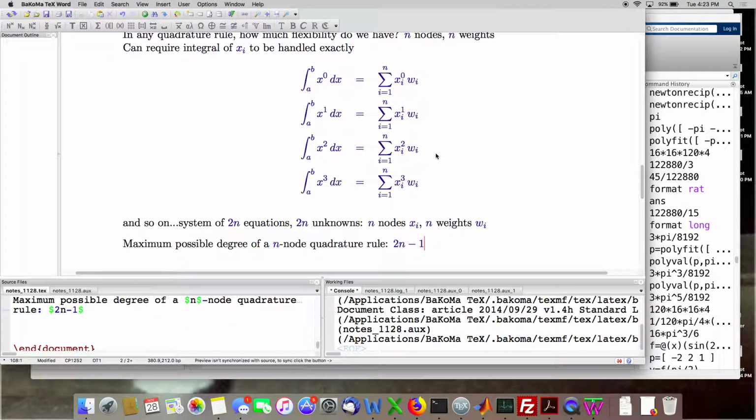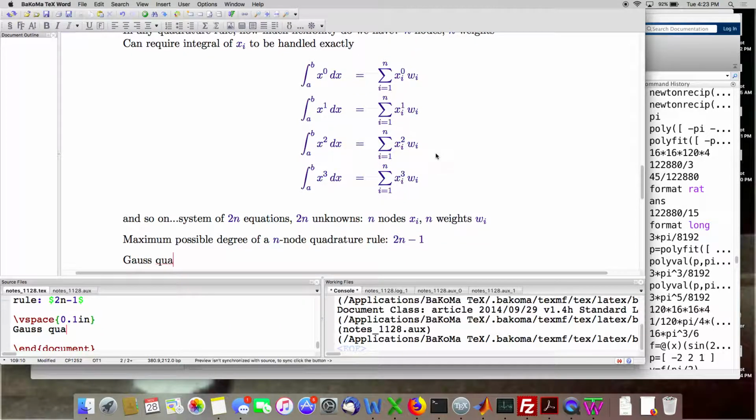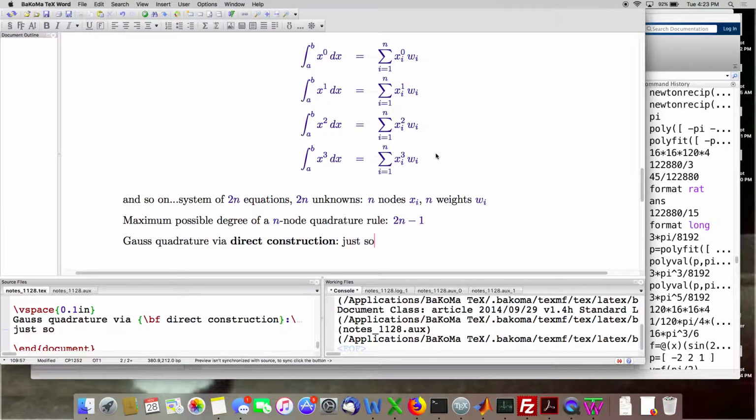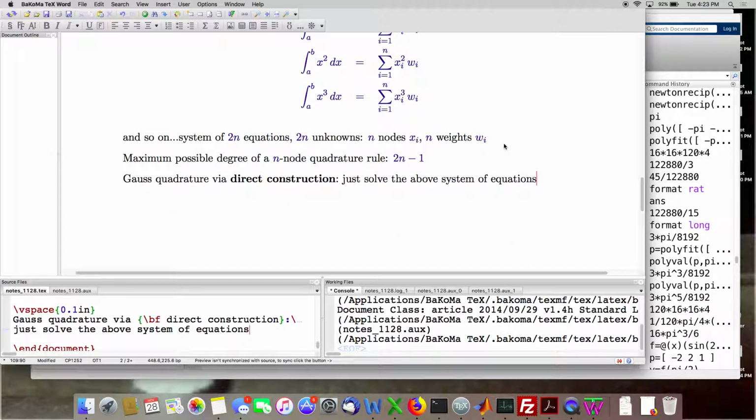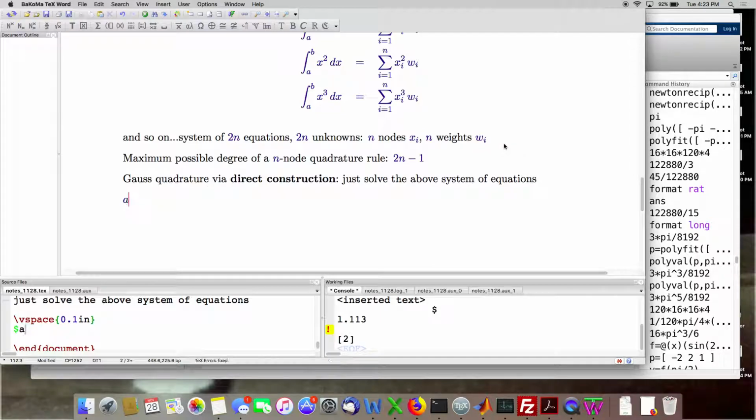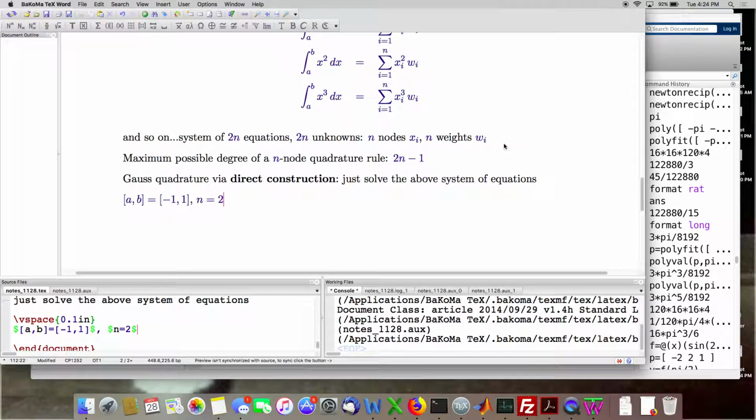So one approach to Gauss Quadrature is direct construction. And what I mean by direct construction is solve the system of equations. So I'm going to write out what the system of equations is for a particular case. Let's say my interval [a, b] is minus 1 to 1, and let's let n equal 2. So I have 2 nodes, 2 weights, so I have 4 unknowns altogether.